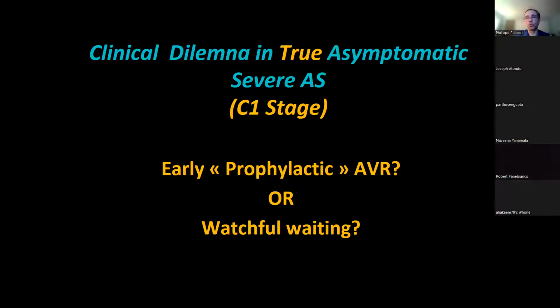Okay, so the dilemma that we have with this patient: should we do the AVR now? Because anyway, the AS is severe, and sooner or later the patient will need AVR. That's one possibility. The other possibility, what is still recommended in the guidelines, is watchful waiting. So wait for the onset of symptoms and/or LV dysfunction to intervene.